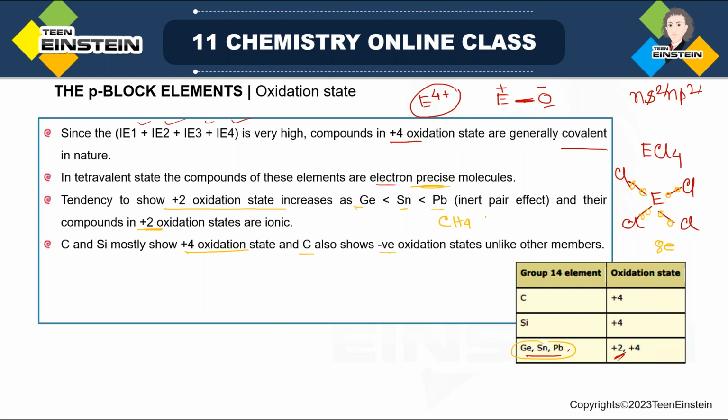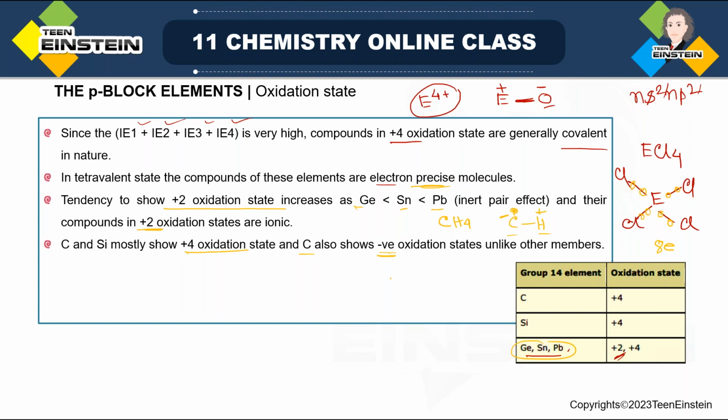So in CH4 you have a total of 4 carbon-hydrogen bonds, and carbon is more electronegative. That means here the negative charge will be over carbon and the positive charge will be over hydrogen. So here the oxidation state is -3. This is just one example. There are many other examples.